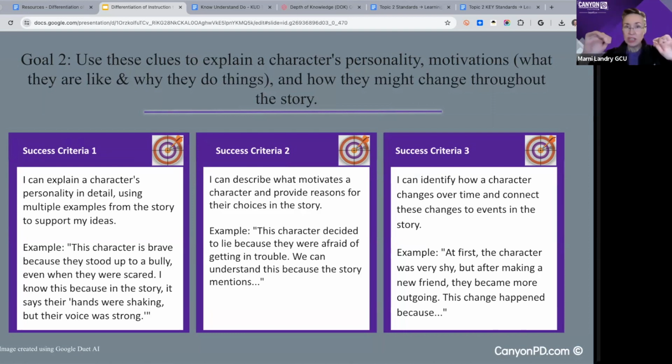We got the KUD, we wrote the objectives, we identified the depth of knowledge levels, and then I wrote, because goal 2 had the 3 different verbs in it, for DOK 3, I'm writing 3 separate success criteria, and my assessment should mirror these directly.